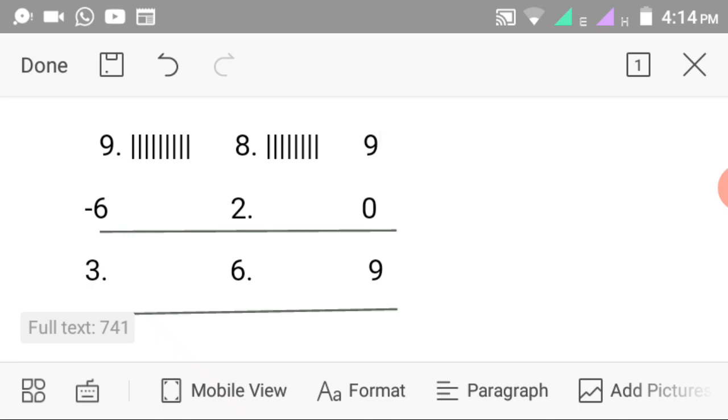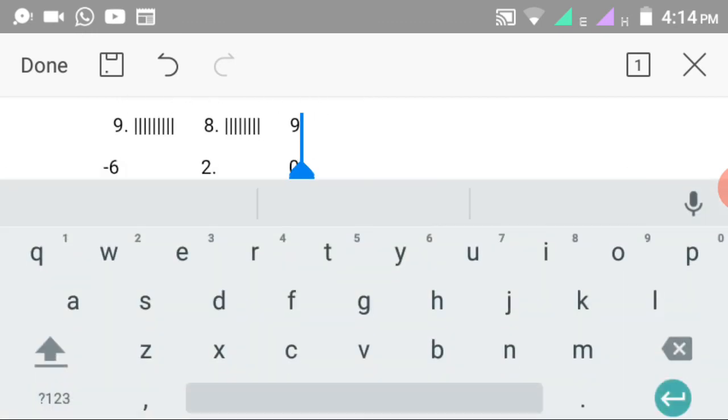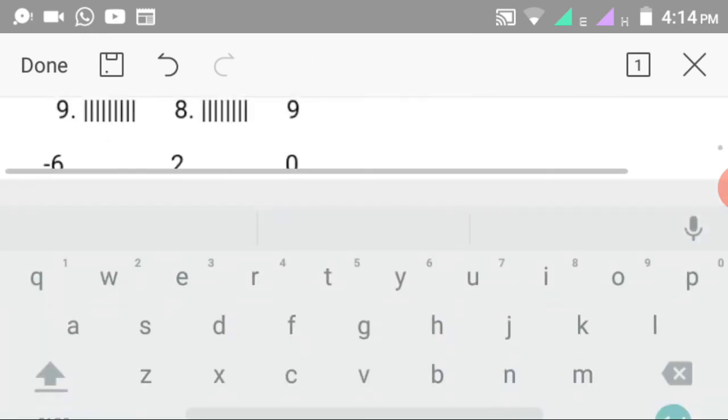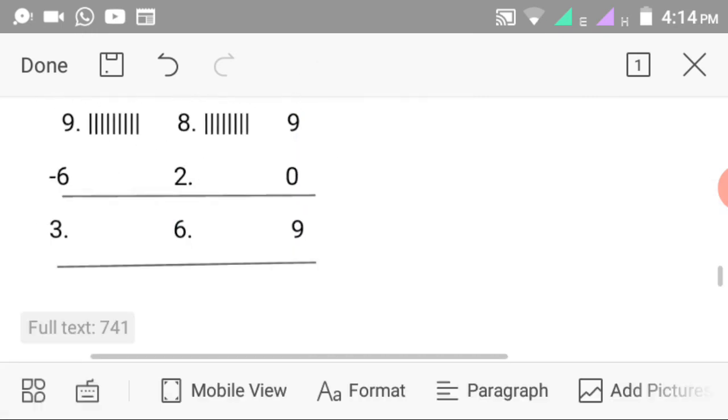So after counting my 8, I'm going to give 2 kettles to my friend. So I will take away 2 from 8. Let's count. 1, 2. I've taken away 2. I've given it to my friend. I'm now going to count the remaining to my side. 1, 2, 3, 4, 5, 6. My answer is going to be 6. The remaining 6, I told you, is for me.